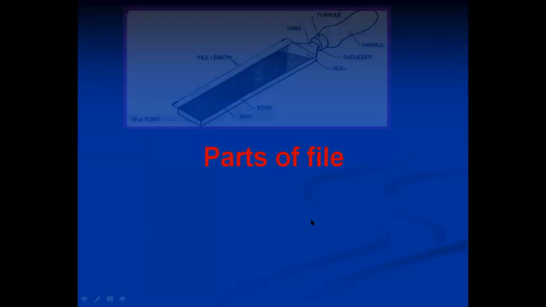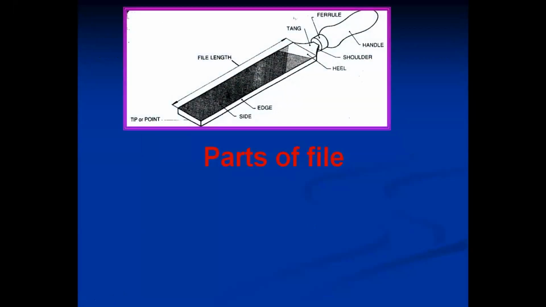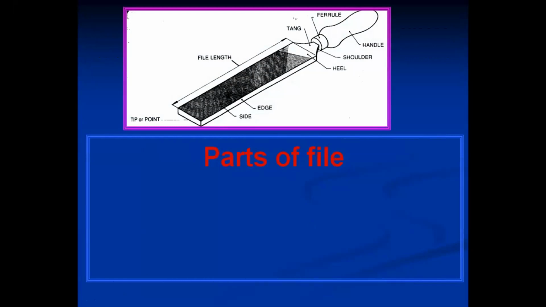Next, what are the parts of a file? Just see here, parts of file. First, the tip or point. What is tip or point? The end opposite to the tang. This part is the tang, and the opposite side of the tang is the tip or point. So tip or point means the end opposite to the tang.